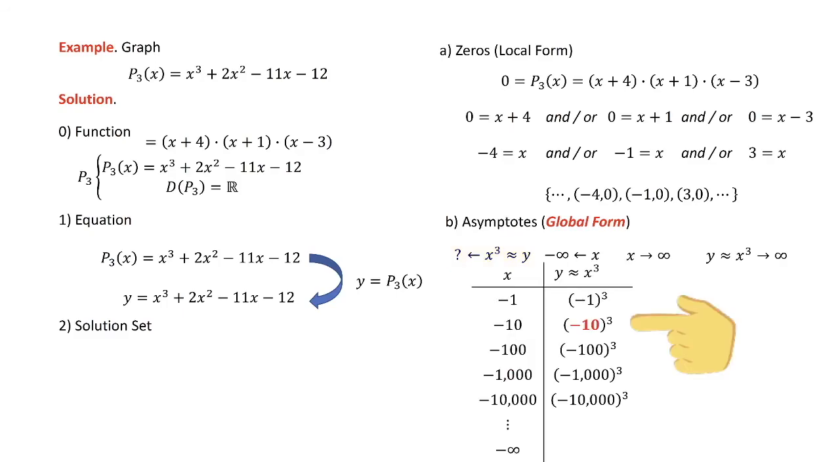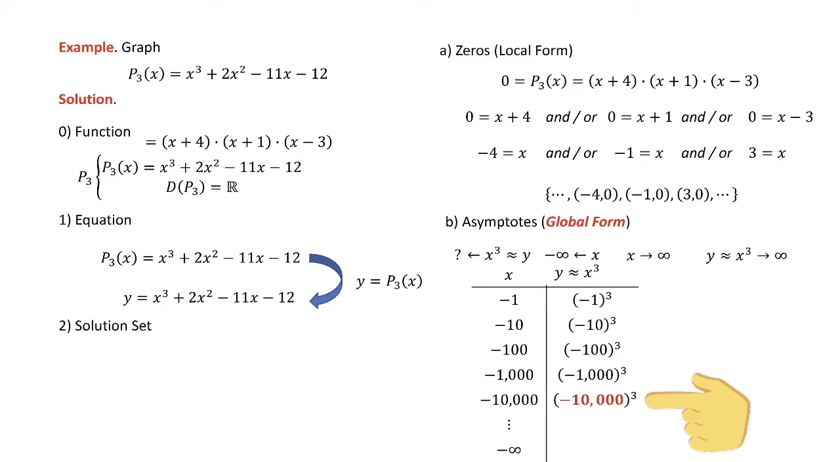Okay, here's my table. Minus 1, minus 10, minus 100. So minus 10 cubed is big and negative, really, really big and negative, ginormous and negative, right? You're going negative and big, so minus infinity. That's what that means.